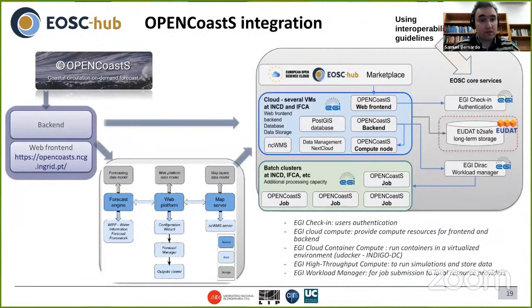For the main services of OpenCOAST, we use the cloud services. For batch processing, we use the AGI HTC and HPC services. And also for storage, we are using the AGI storage facilities and also the EUDAT storage facilities. And for authentication and integration, we are using AGI check-in.